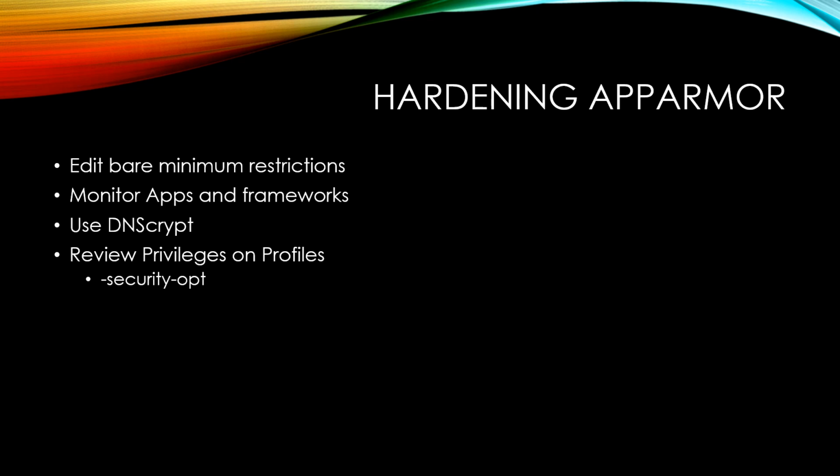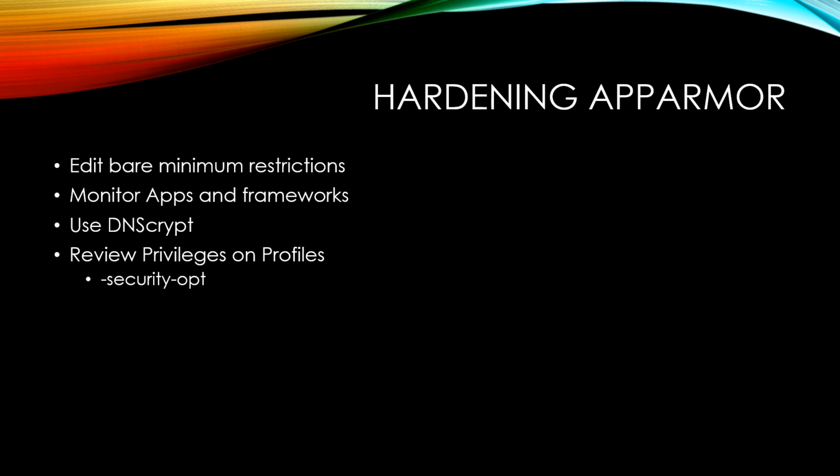Alright, now that we know a little bit about AppArmor and what it is and how it works, let's talk about how to harden it. Alright, the first tip for hardening would be to edit the bare minimum restrictions. Now, if you don't do this, then as you move along with your system and you get into using it, the permissions could be prohibited from escalation and illicit information could be unintentionally shared or left vulnerable to attack. So it's important to go ahead and go through these bare minimum restrictions and edit them based on how you're going to use your system, how you're going to use AppArmor.